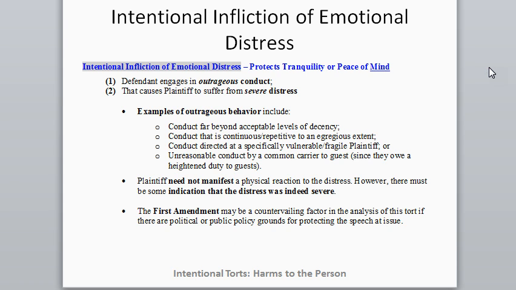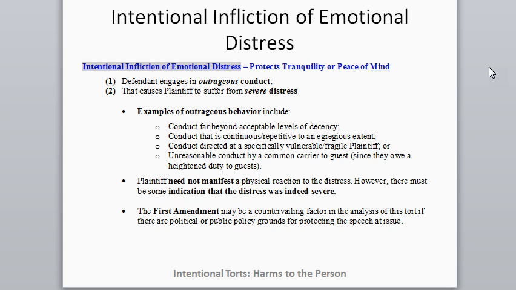So the next intentional tort is, ironically, the one tort that has an exception to the intent requirement. We'll get to that in a second. It's ironic, and this is a good way to remember it, because the word intentional is in the title, yet this is the one tort that has an exception regarding intent. But first, intentional infliction of emotional distress.